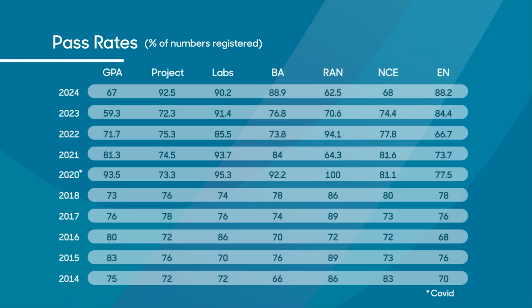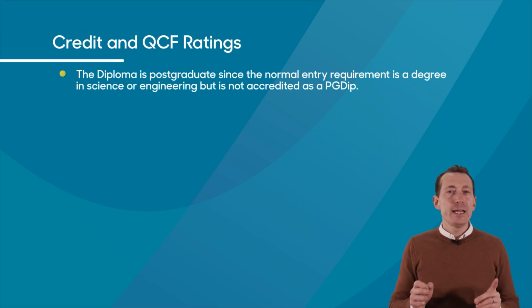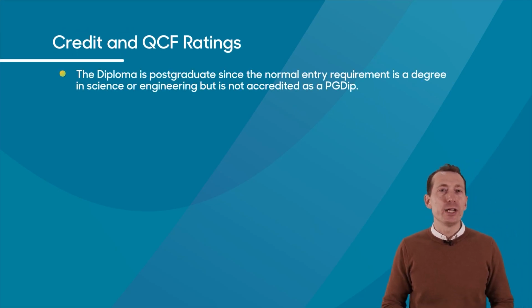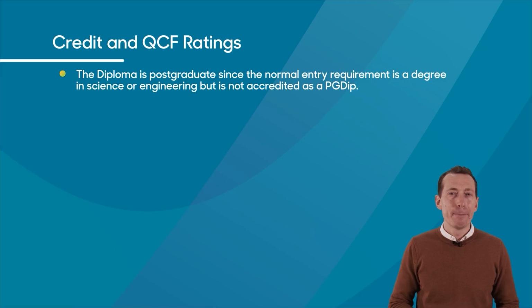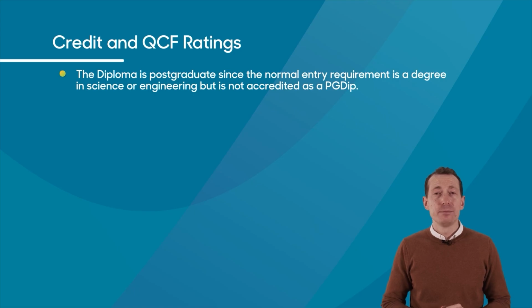Here are the pass rates for the various diploma modules. Typically, at least 70% of those who register obtain the diploma. The diploma is at postgraduate level. Please note, though, that it has not been externally validated as a PG DIP. Consequently, diploma holders cannot use the postnominals PG DIP after their name.